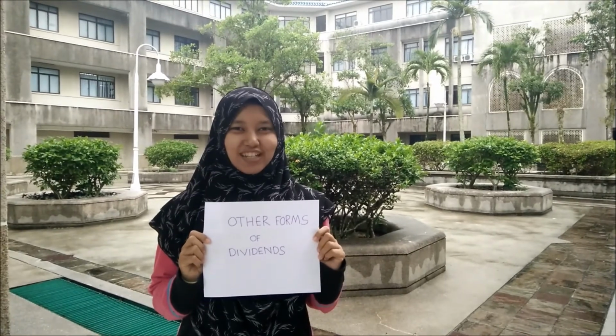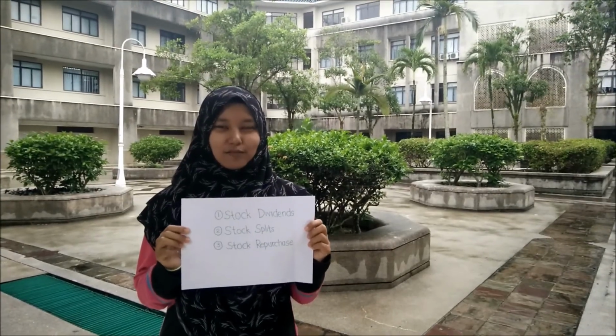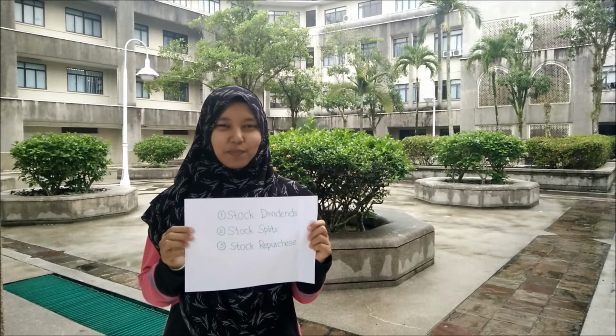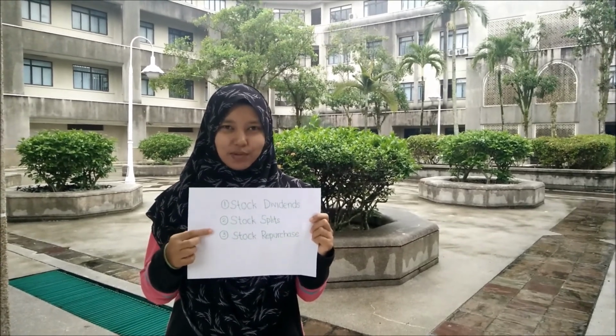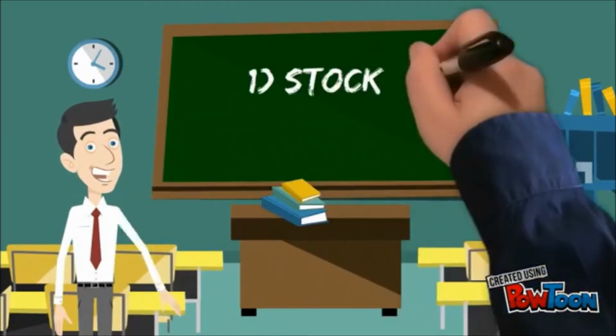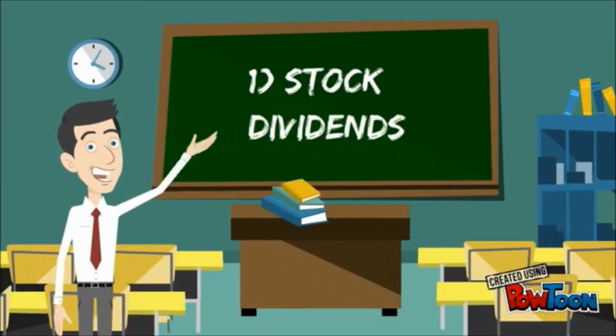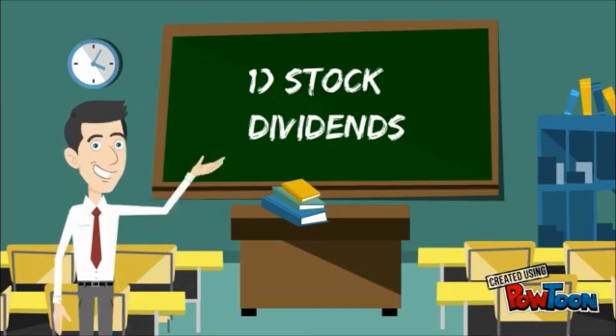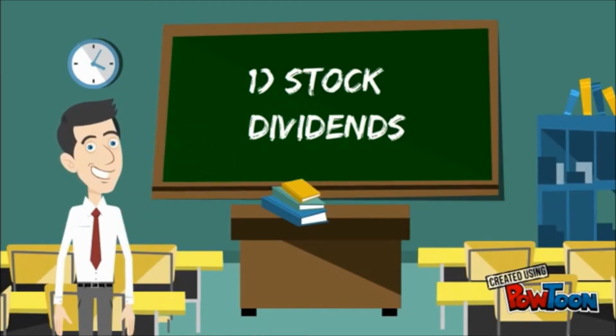Other forms of dividends. There are 3 other forms of dividends, which are stock dividends, stock splits, and stock repurchase. Stock dividends. A stock dividend is a dividend that is paid in stock or shares rather than in cash, because of insufficient cash or because the firm wants to immediately sell off its stocks. There are advantages and disadvantages of stock dividends.